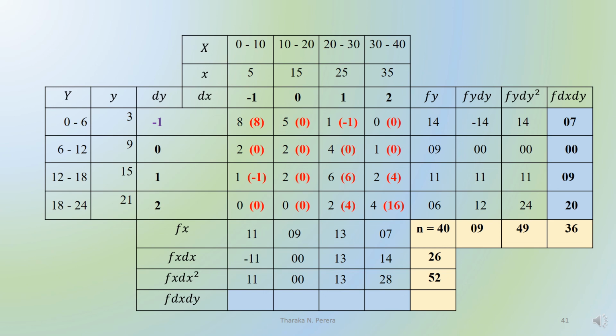Then last column is corresponding row summation of joint frequencies. In first row, summation of joint frequencies is 8 plus 0 plus minus 1 plus 0 equals 7. Second row, 0 plus 0 plus 0 plus 0 is 0. Likewise, we can complete last column.